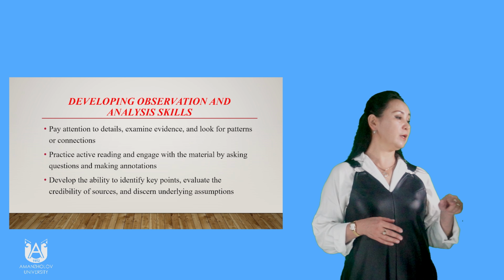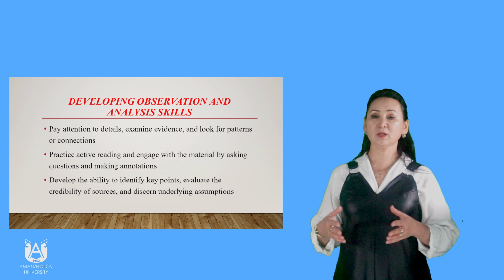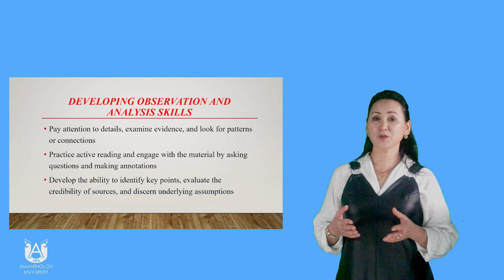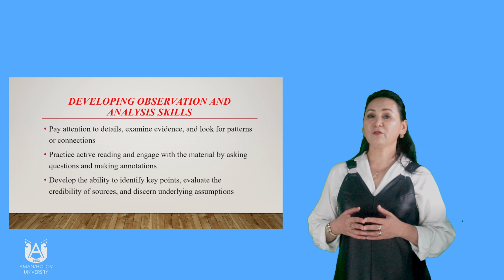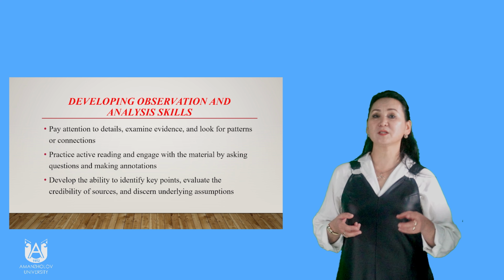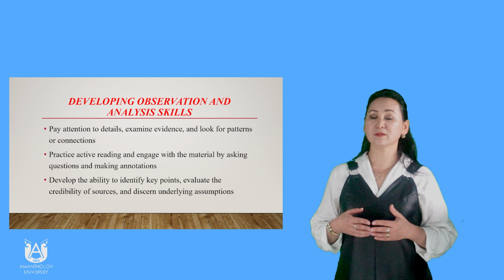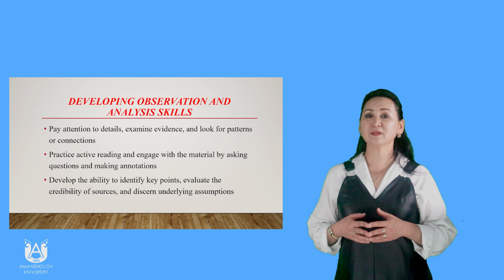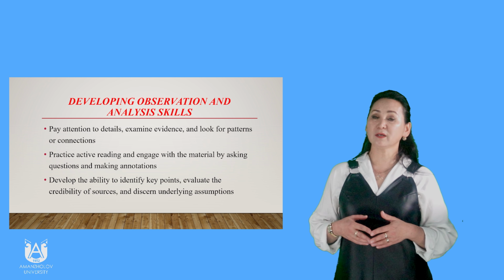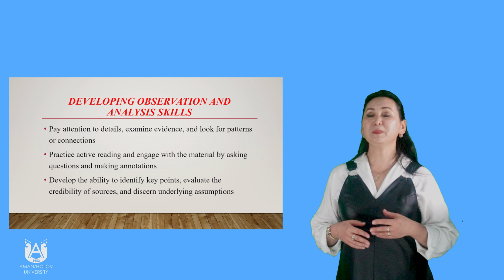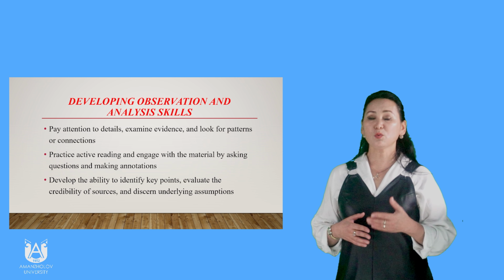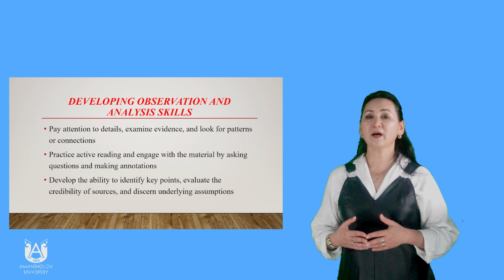Next is about developing observation and analysis skills. Observation and analysis are fundamental to critical thinking. Pay attention to details, examine evidence, and look for patterns or connections. Practice active reading and engage with the material by asking questions and making annotations. Develop the ability to identify key points, evaluate the credibility of sources, and discern underlying assumptions.